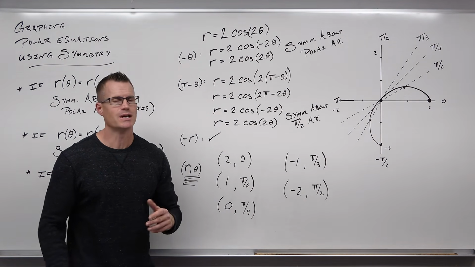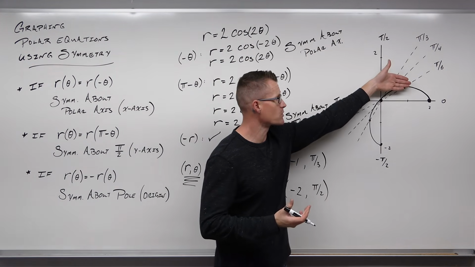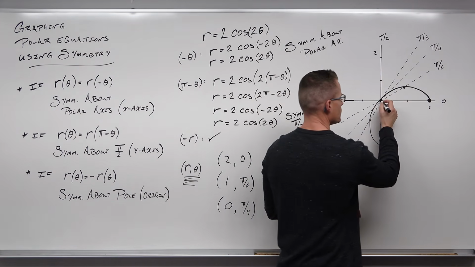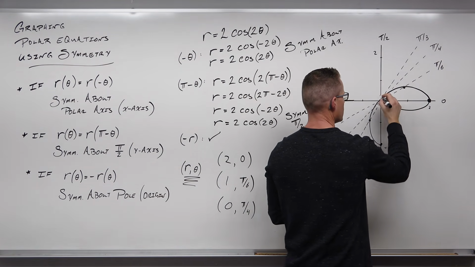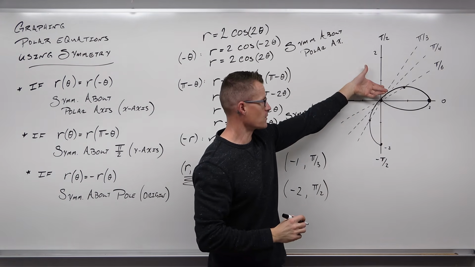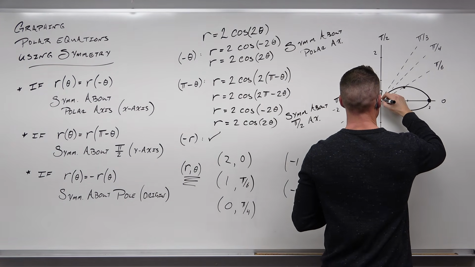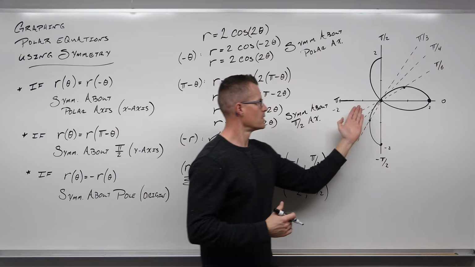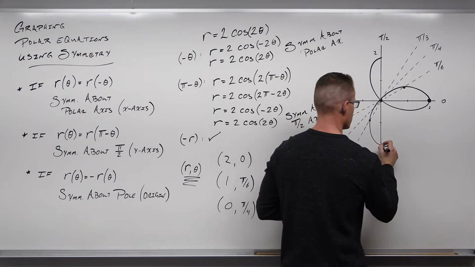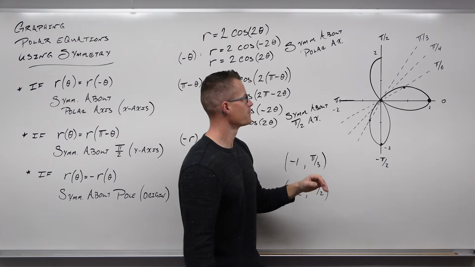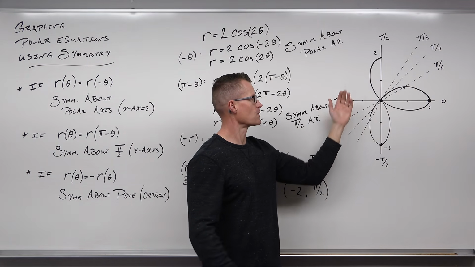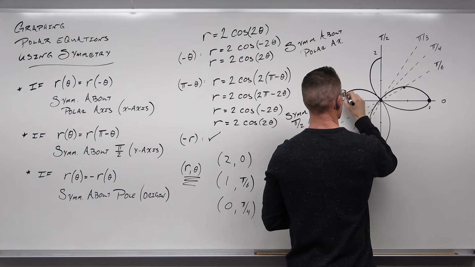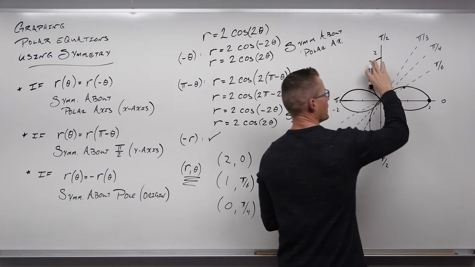But then we're going to use symmetry. Use all the symmetry that you have. This is symmetric about the x-axis. So what would that mean? This would reflect here. This would reflect here. But you're also symmetric about the y-axis. This reflects here. This reflects here. And this reflects here.